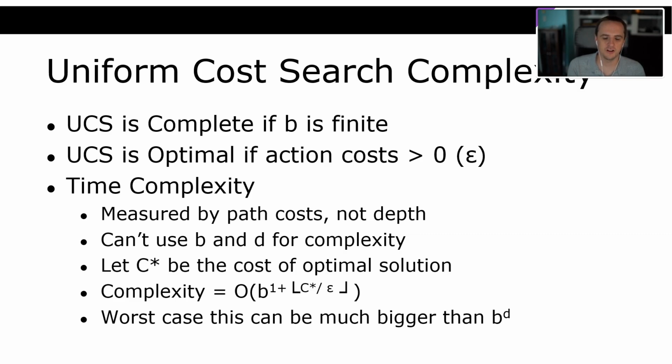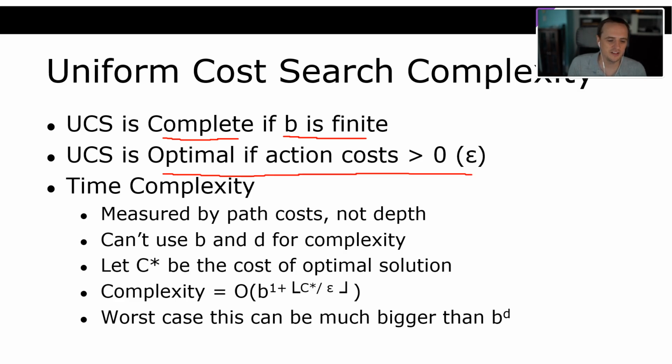Here's the uniform cost search complexity. Don't worry about this one too much. It's actually quite difficult to discuss and to prove, so you don't need to regurgitate this one for an exam. But it is complete if B is finite. It's optimal if all the costs are greater than 0.